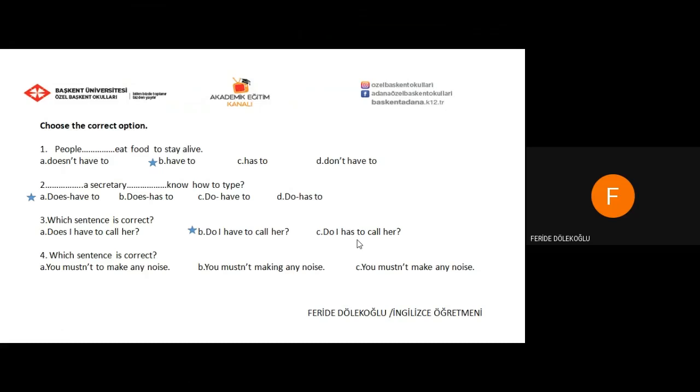Question four, which sentence is correct? This question is about mustn't. C is the correct option because after mustn't or must, we use verb 1. We never use verb ing or to.